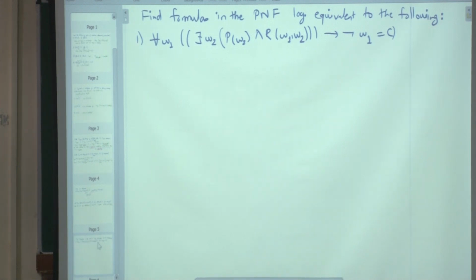Let us go here. Find the formula in the prenex normal form, which is logically equivalent to this thing. How do you do something like this? We already have some standard logical equivalences. Which bracket will you try to attack first?